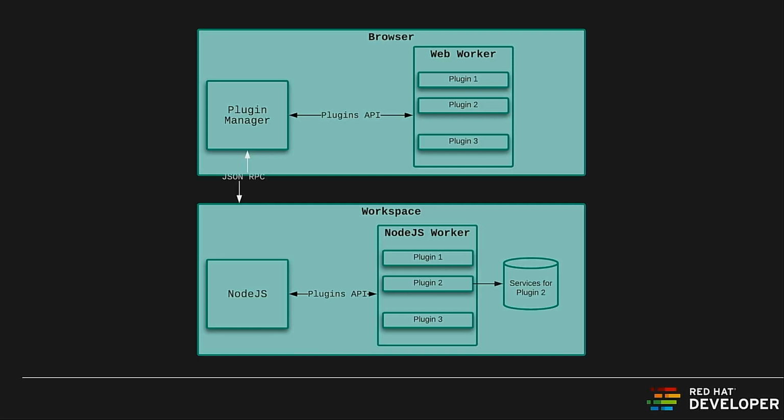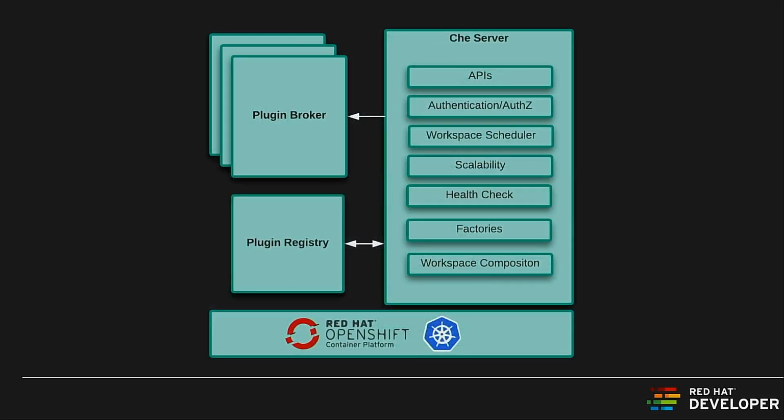And it's run and managed as part of the workspace. So how does the plugin instantiation work on Che? So when Che server receives a request to create a workspace, the first thing that it does is it looks into the list of plugins that it needs to instantiate. And to do that, it goes and talks to a service called plugin registry.